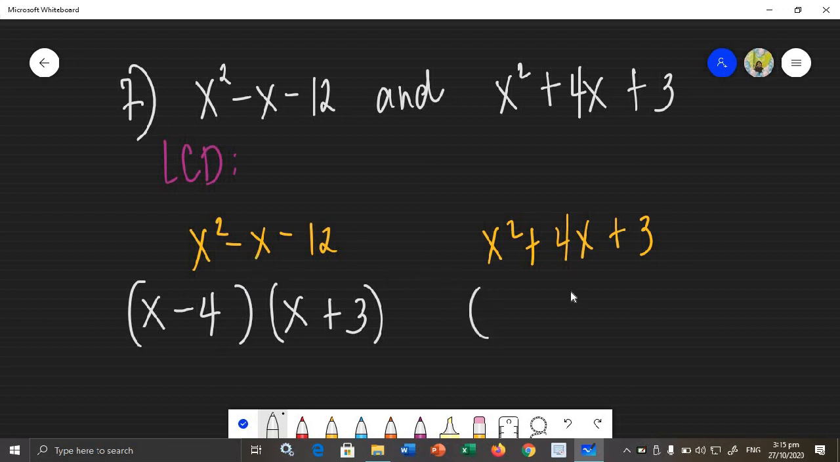And then the second one, factors of x squared is x and x. And then factors ni 3 na pag pinag-multiply mo 3 yung sagot, pag pinag-add mo 4 yung sagot. That is 3 and 1. Okay, let's check if the factors are correct. 3 times 1 is 3, 3 plus 1 is 4. So therefore the factors are correct.